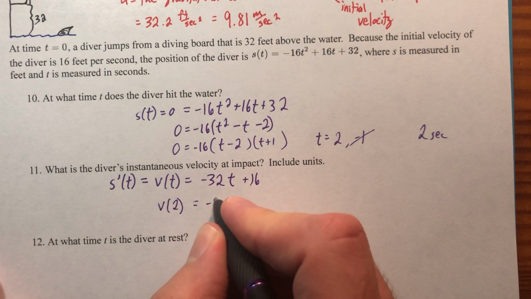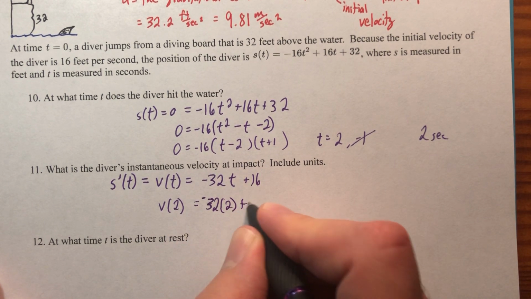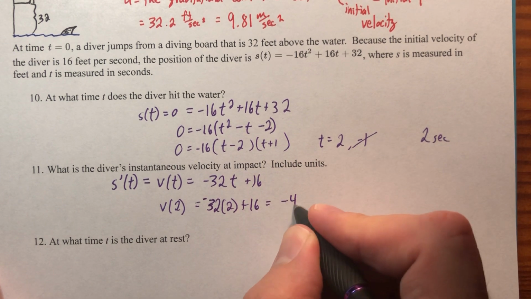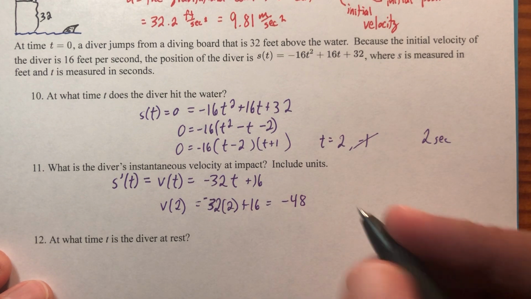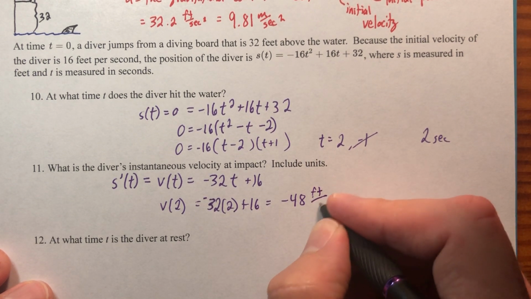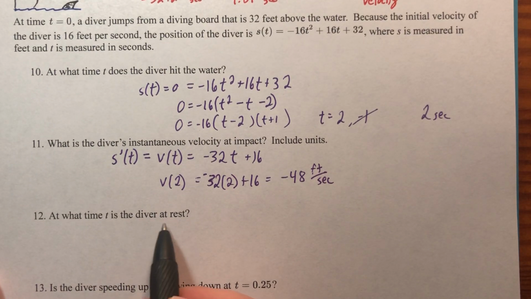Okay, so -32. Let's fix that. -32 times 2 plus 16, and that's going to give me -48. But I want to include units, and units in this case would be, well, the velocity, and this is measured in feet per second. And then at what time t is the diver at rest?